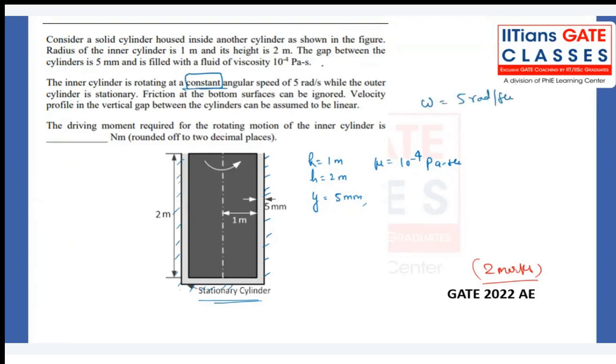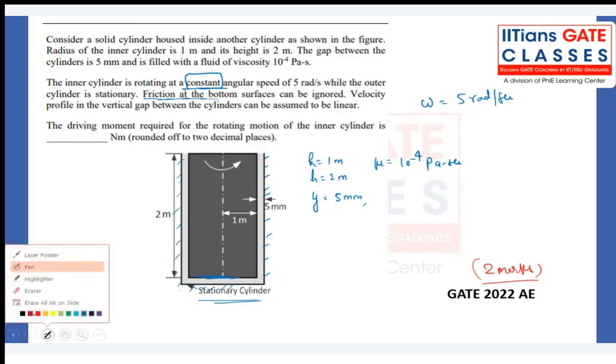While the outer cylinder is stationary, the friction at the bottom surface can be ignored. That means there is a very good meaning in that. The friction at the bottom surface, that means this one. See, the fluid is there here also. The fluid is here also, right?